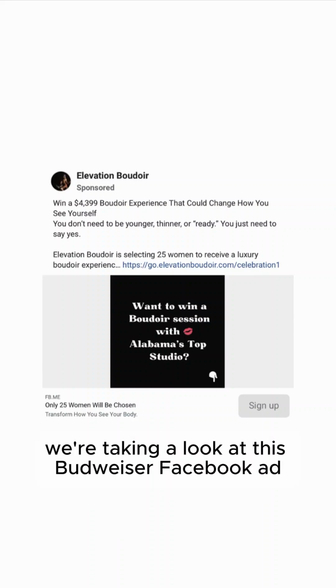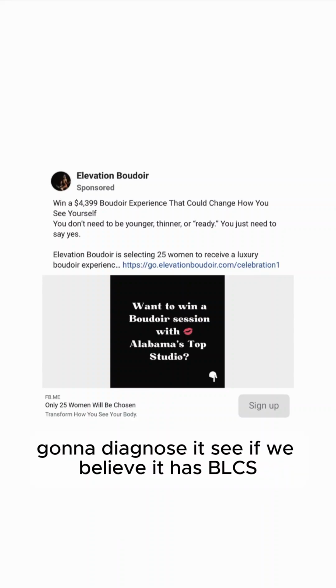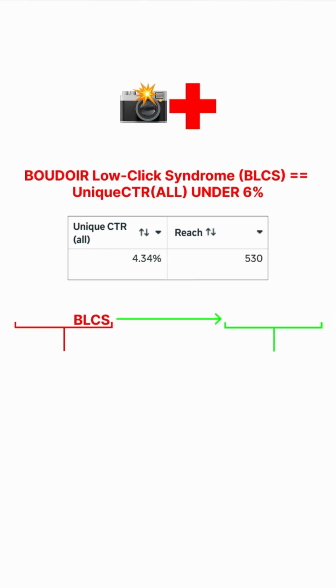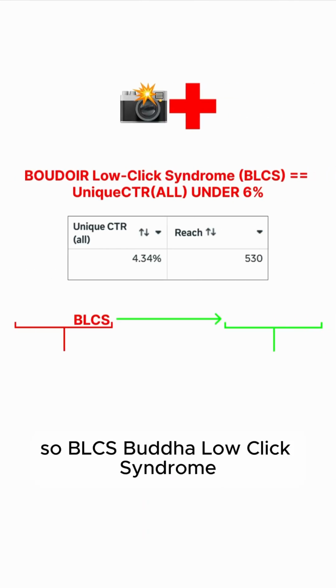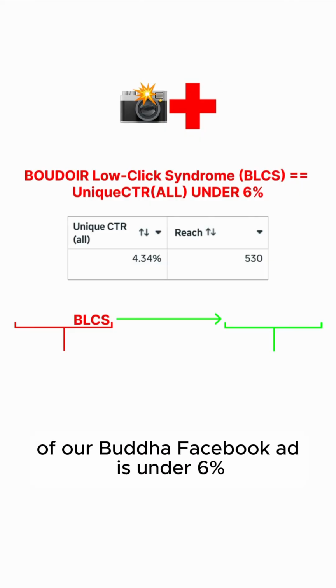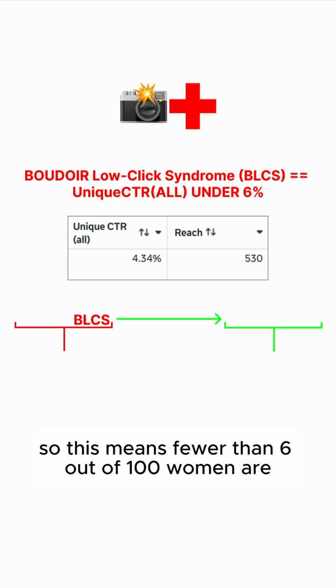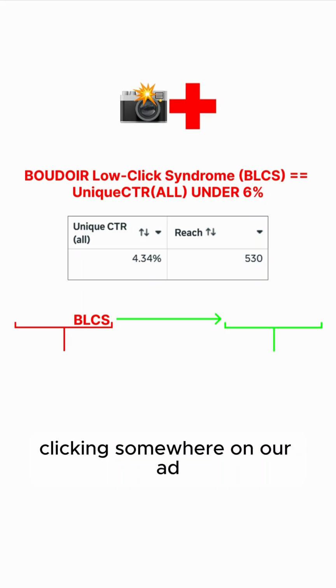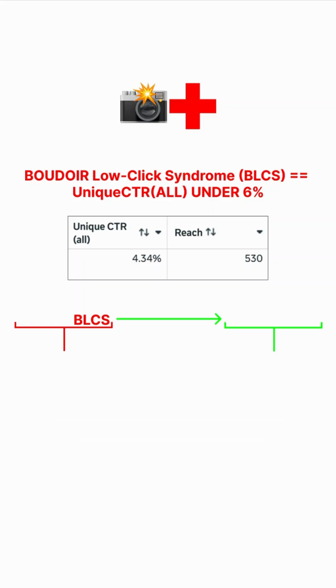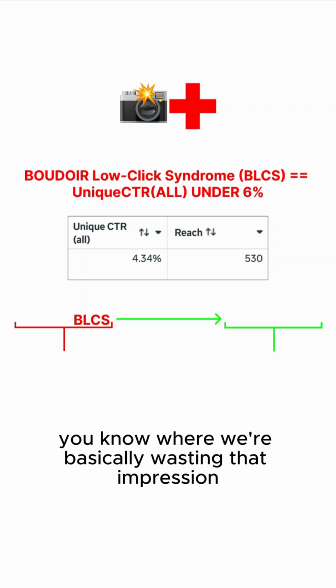All right, we're taking a look at this Boudoir Facebook ad. Going to diagnose it, see if we believe it has BLCS, aka Boudoir Low Click Syndrome. So BLCS is when the unique CTR all of our Boudoir Facebook ad is under 6%. So this means fewer than 6 out of 100 women are clicking somewhere on our ad, aka it's the number of women out of 100 that are not simply scrolling right on by, where we're basically wasting that impression.